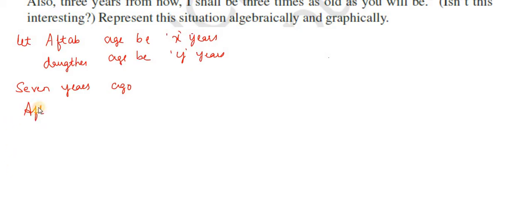Now the present age is x years, so 7 years ago Aftab's age is equal to x minus 7 years. And the daughter's age: the present age of the daughter is y, so 7 years ago her age is y minus 7 years. So x minus 7 years and y minus 7 years.